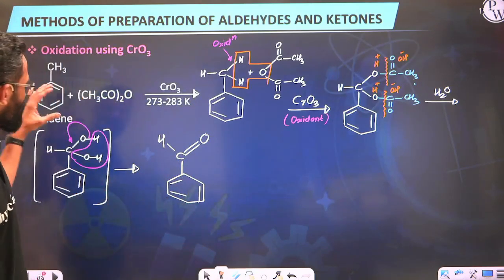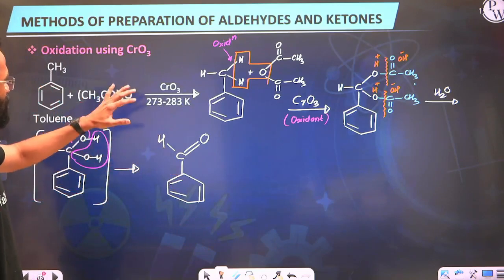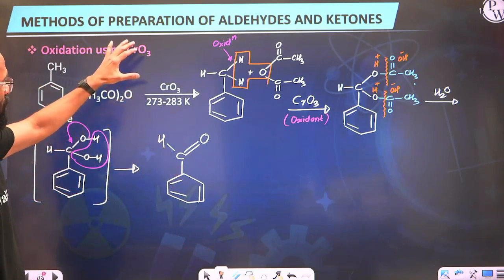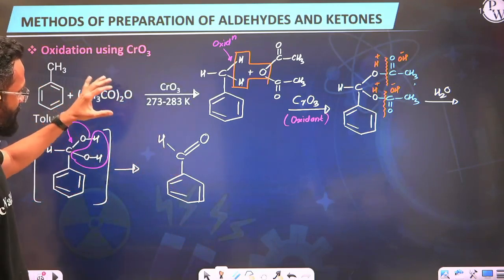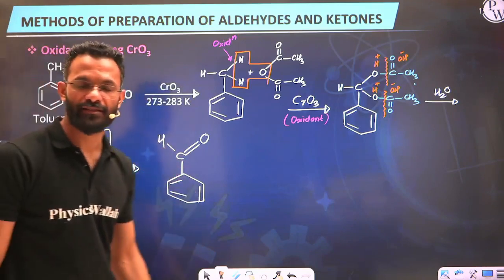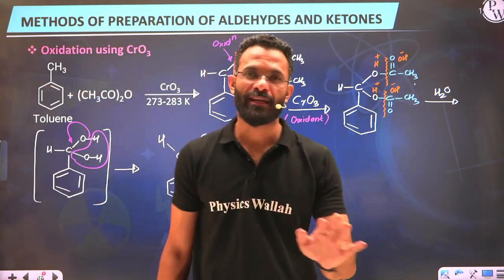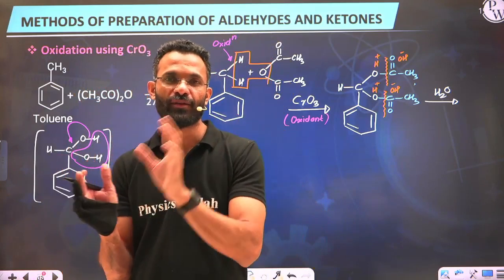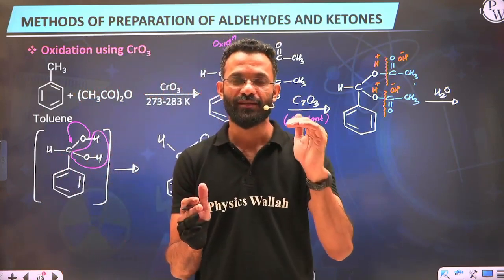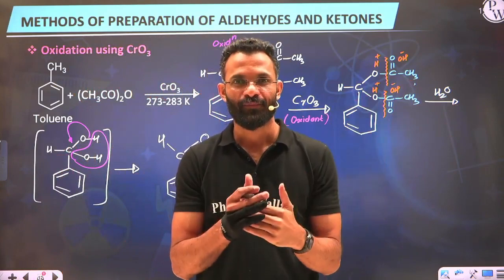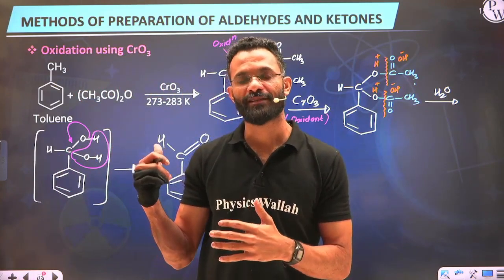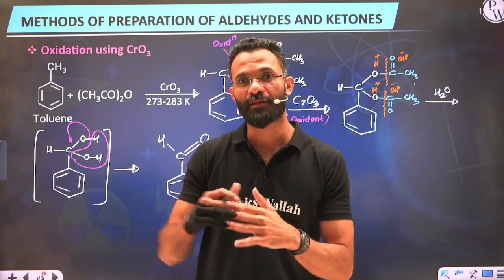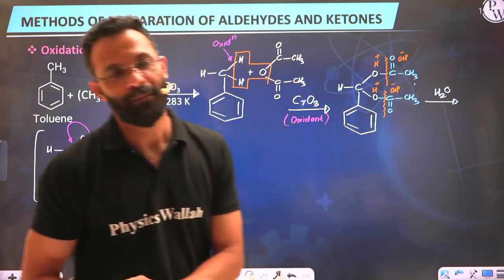So guys, toluene can be converted to benzaldehyde by action of chromic oxide in presence of acetic anhydride at a lower temperature. So far aromatic aldehydes can be obtained by two processes. Etard reaction, you will take toluene, treat that with chromyl chloride in CS2 to give you benzaldehyde. And second, you can use chromic oxide in presence of acetic anhydride at a lower temperature. Toluene will be converted to benzaldehyde.